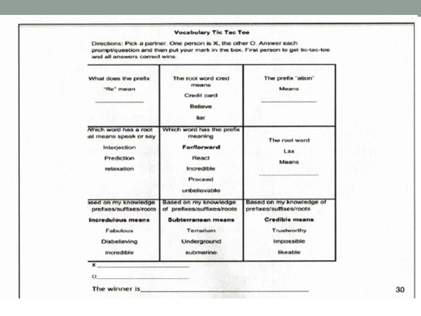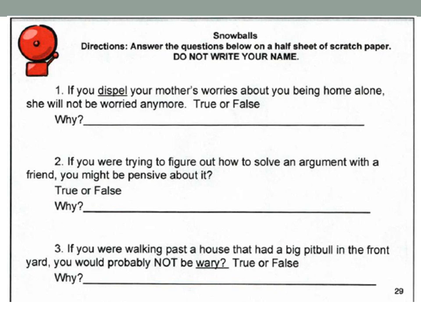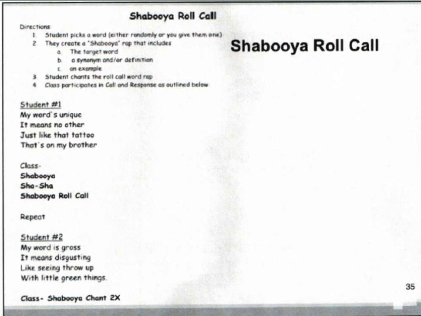These are just several different strategies that you could possibly use. We have vocabulary tic-tac-toe. We have a real simple context clue activity called snowballs. And finally, they have the Shibuya roll call, which I have not personally tried. It looks kind of engaging for kids. So this is just one more strategy that you can check out.